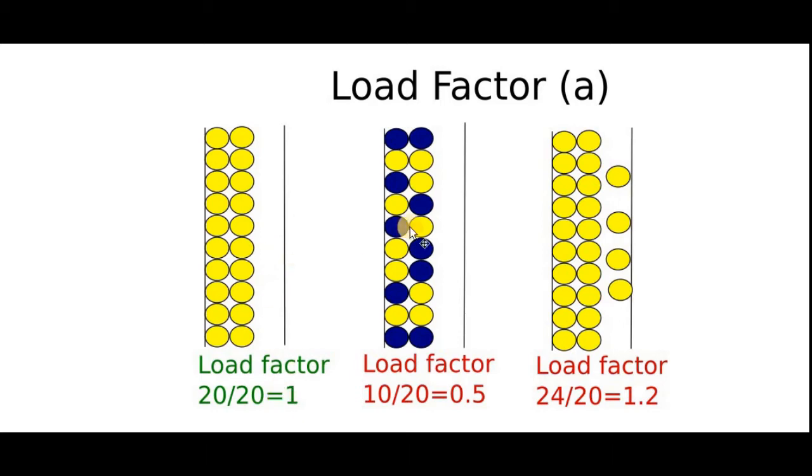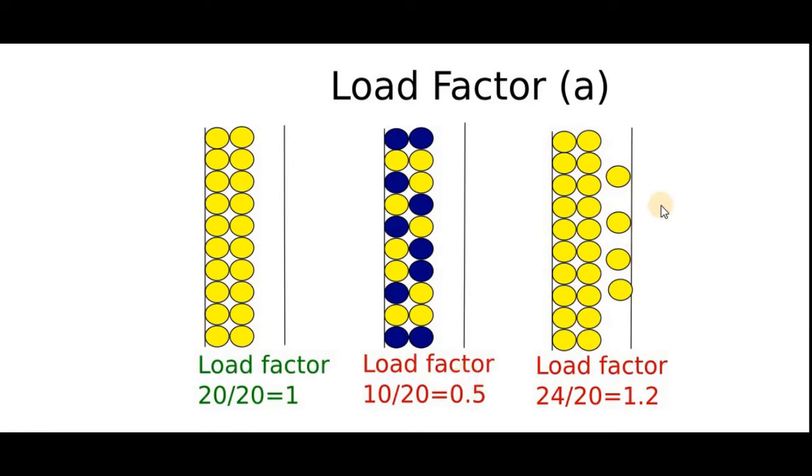In this second case, let's just count it. 1, 2, 3, 4, 5, 6, 7, 8, 9 and 10. Only 10 seats are filled. The rest are all vacant. So my load factor here would be total passengers divided by total seats. So 10 divided by 20, 0.5. My load factor becomes 0.5.